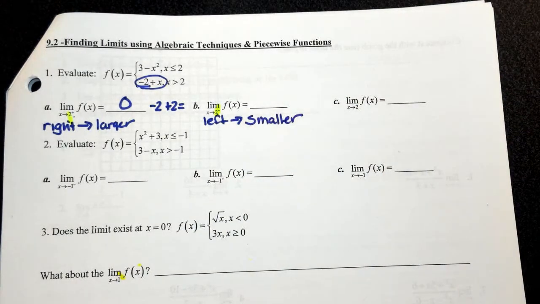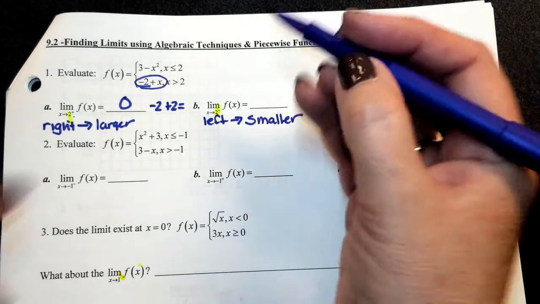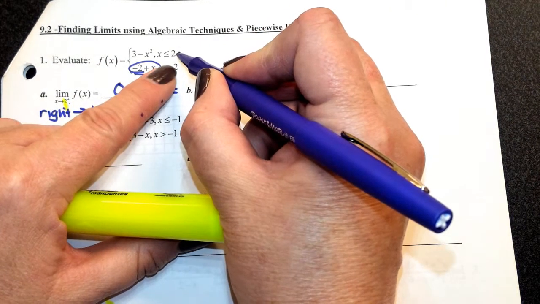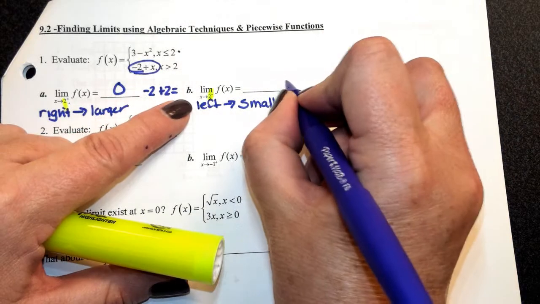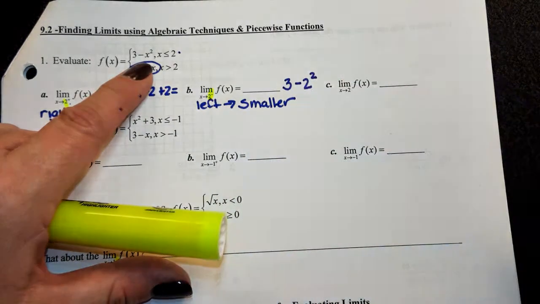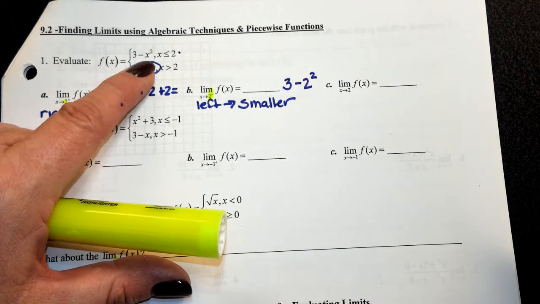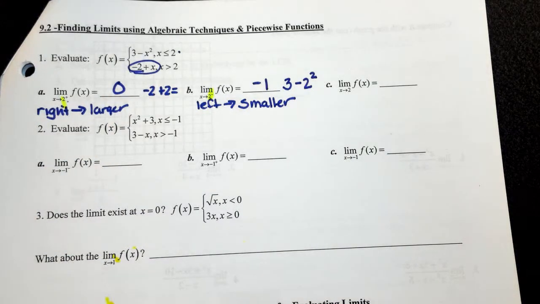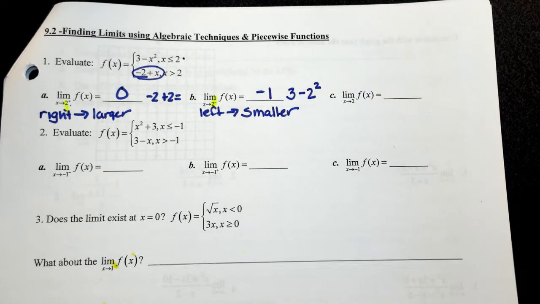So I need to find the domain where my x values are less than 2. So which domain is this one going to fit into? It's going to fit into the first one because that's where x is less than or equal to 2. So all I'm going to do is plug in 2 into that particular function for x. So 3 minus 2 squared, which is going to give me a negative 1. So any questions on how I found the answer to part B?